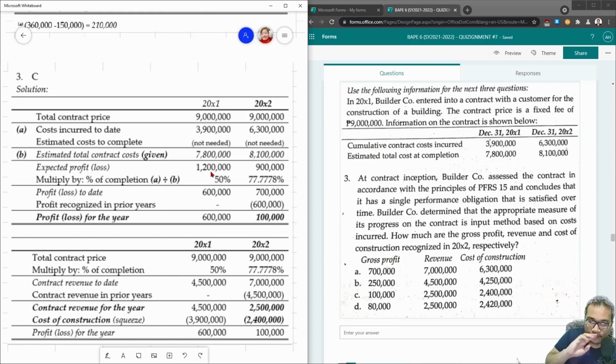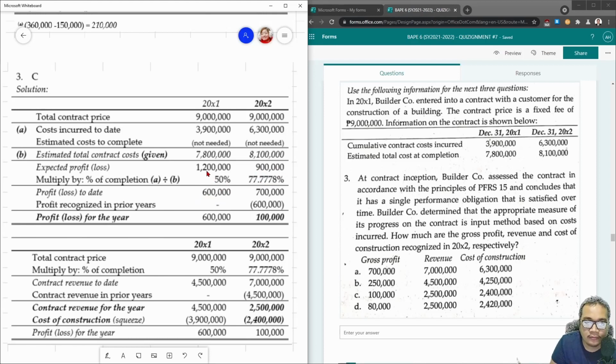With that said, ang expected profit or loss natin, di ba? 9 million being the contract price, minus the estimated total contract cost, o 1.2 na lang. Same dito, 9 million minus 8.1, 900. Then, yung percentage of completion natin, 3.9 na yung cost incurred to date. Ang total is 7.8, so 50%. For 20x2, 6.3 na yung incurred to date, 8.1 yung estimated total contract cost, di ba? Nag-iba, di ba? Kasi nga, prospective application tayo dito. So, 900,000. So, 77.77%, di ba? So, yun.